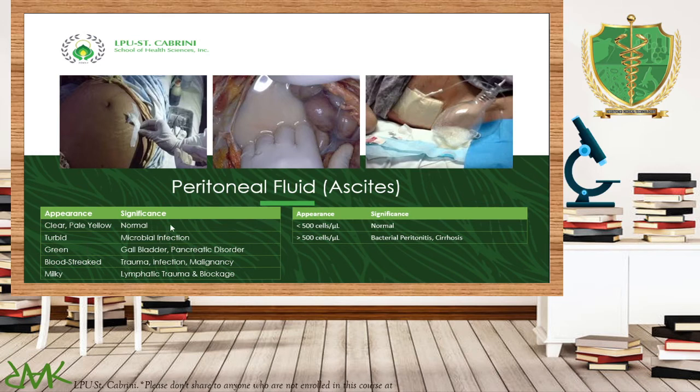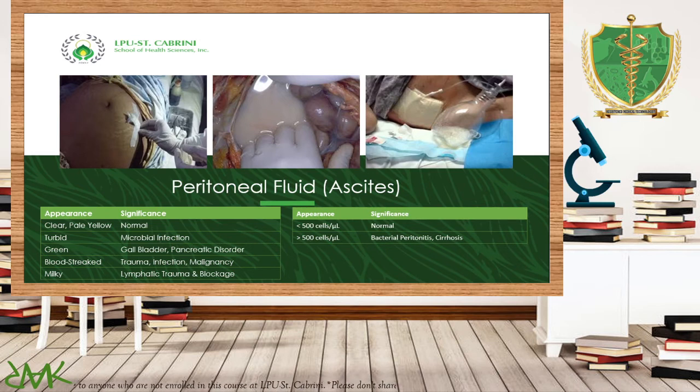Green appearance of your peritoneal fluid is an indication of gallbladder and pancreatic disorders. Okay? A blood-streaked peritoneal fluid is correlated with trauma, infection, and even malignancy. While a milky peritoneal fluid is correlated with lymphatic trauma and blockage.